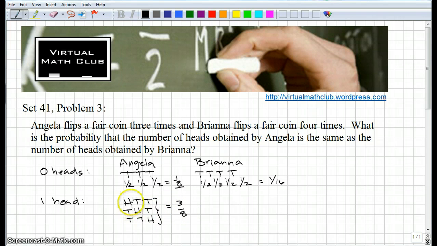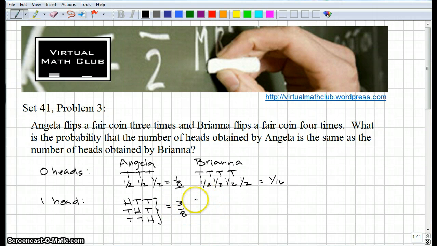If you think about it, there are 3 places to put the head. Once we have the order determined, there's a 1 out of 2 chance for each outcome of the coin. That's how we get the 3/8.